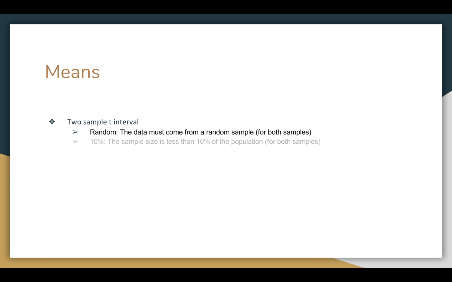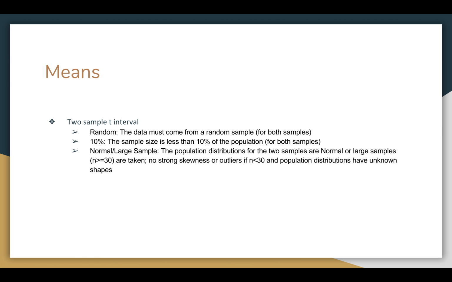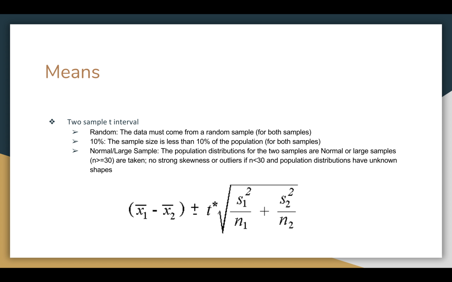Next is a confidence interval for two sample means. Before doing the calculations, again, check conditions: random, 10%, and normal large sample. This is the equation for a two-sample t interval for mean minus mean, where t star is the critical value with C% of its area between negative t star and t star for the t distribution with degrees of freedom using either technology or the smaller of n1 minus 1 and n2 minus 1.